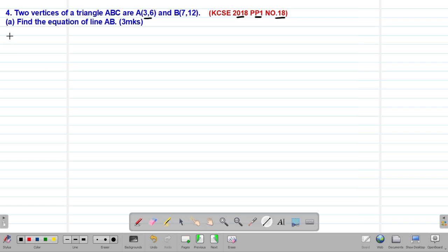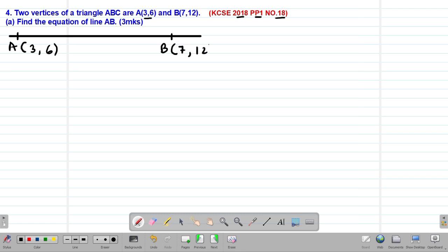Let me start by sketching this particular line AB. We are given point A, whose coordinates are (3, 6), and another point B, whose coordinates are (7, 12). We are told to find the equation of the line AB. To find the equation, we need the gradient and at least one point on that line. So we'll start by getting the gradient.